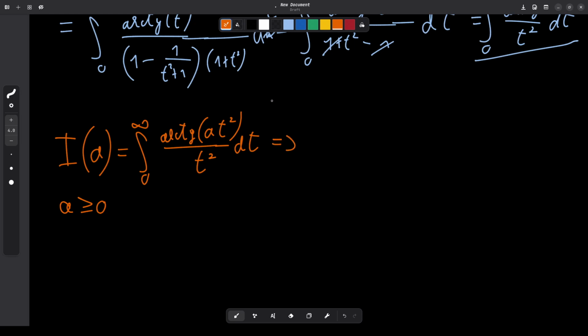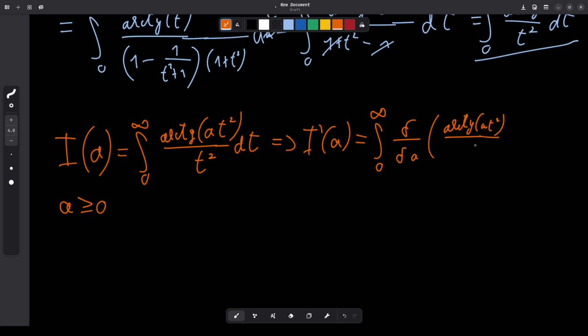Well, this implies that its derivative with respect to a is the same as the integral going from 0 to infinity of the partial derivative of whatever function is inside, with respect to a, mind you. So we're basically going to have this expression.